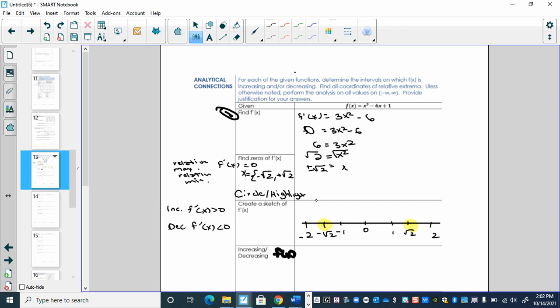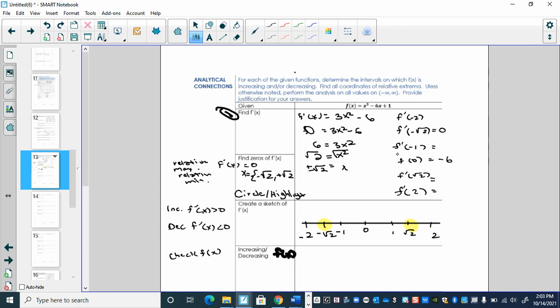Now I could set this equal to some positive number, but that's not going to do what I want it to do. So what I'm going to do is check these x values. I'm going to check f prime of x: f prime of negative 2, f prime of negative square root of 2, that's 0, I already know that. F prime of negative 1, f prime of 0, which is negative 6, f prime of square root of 2, and f prime of 2.